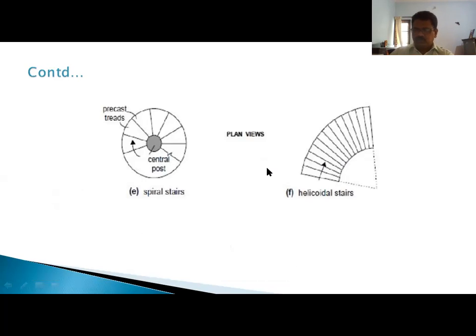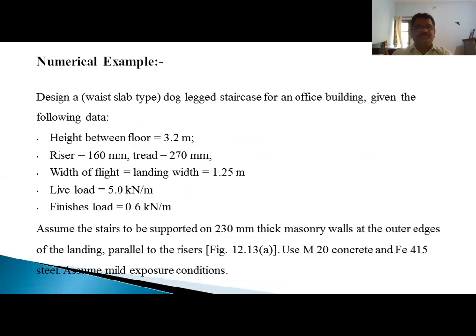Next we will move to one numerical example, how we are going to design this. Design a waist slab type dog-legged staircase for an office building, given the following data. Height between the floors is 3.2 meters, riser is 160 mm, tread is 270 mm. Width of flight equal to width of landing is 1.25 meters. Live load is 5 kN per square meter, and floor finish is 0.6 kN per square meter. Assume the stair to be supported on 230 mm thick masonry walls at the outer edges of the building, parallel to the risers, as in the figure. Use M20 concrete and Fe415 steel. Assume mild exposure conditions. So this is the problem.